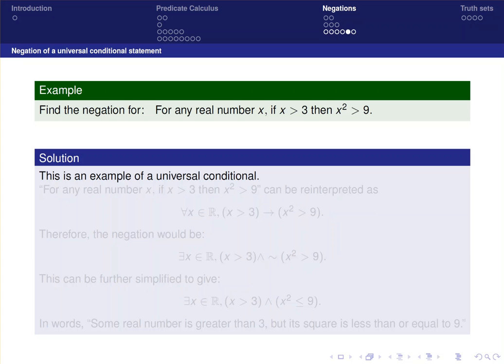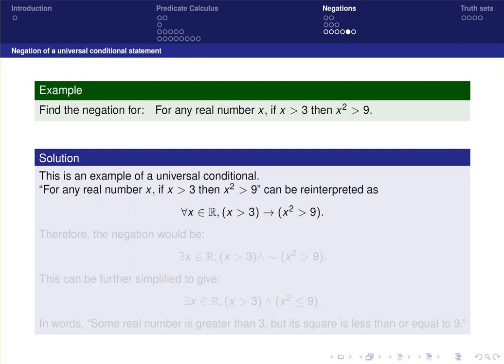Let's try to negate this time: for any real number x, if x is greater than 3, then x squared is greater than 9. Before you watch the rest of the video, try pausing the video and see if you can find the solution to this problem on your own. Keep in mind that this is a universal statement with a conditional. So the universal negation is going to become an existential, and we must leave P alone and negate the Q afterwards.